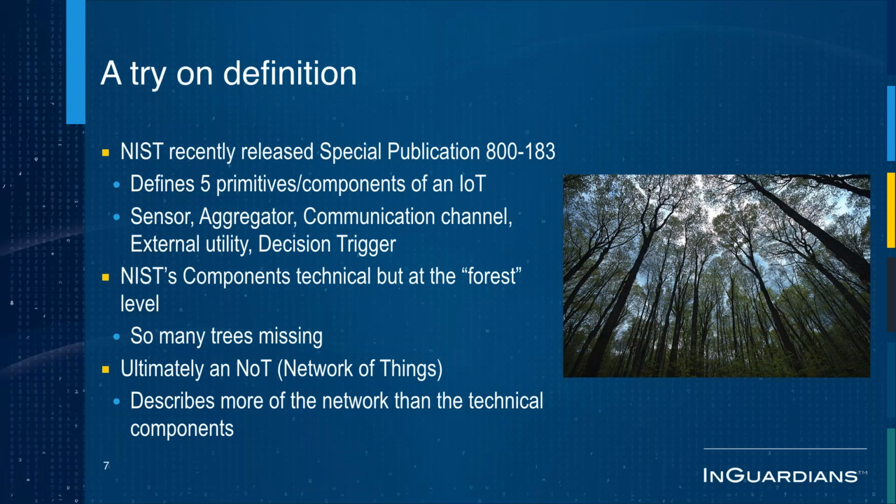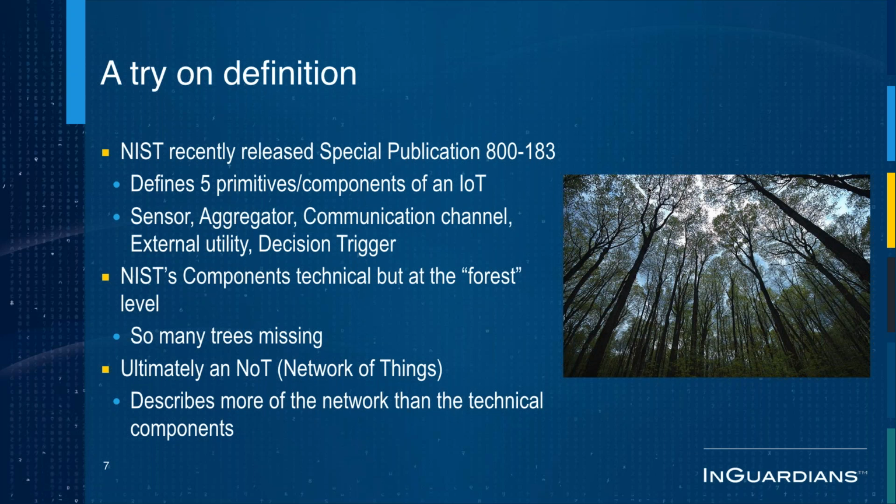So what NIST did was they tried to define a little bit of what this process and what some of this stuff should look like, as well as attempting to define what made up IoT. Their special publication 800-183 talks about 5 primitives or components of the Internet of Things. Those involved a sensor, aggregator, communication channel, external utility, and a decision trigger.